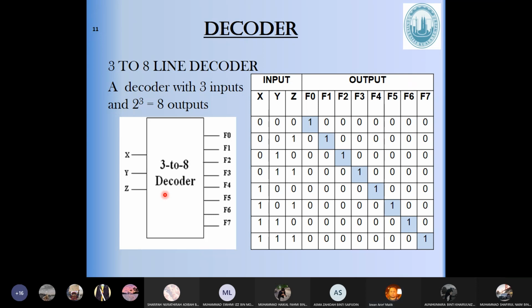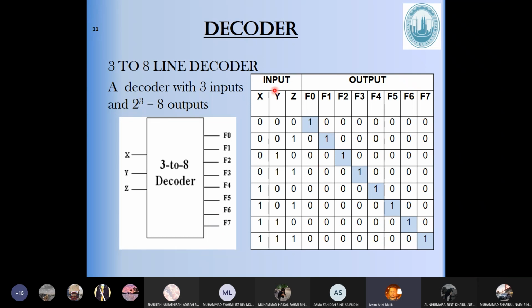Your block diagram: 3 inputs, X, Y, Z, or A, B, C, or I0, I1, I2, whatever you want to use. There is no restriction on naming your variables. It's just that you have to make sure the input variables and the output variables are different. So X, Y, Z, output is F0 up until F7. You have 8 outputs, because you start from 0, so it will end at 7. It won't end at 8. If you end at F8, that means you have 9 outputs.